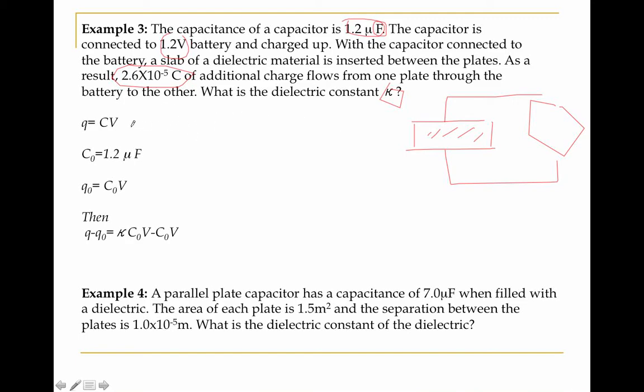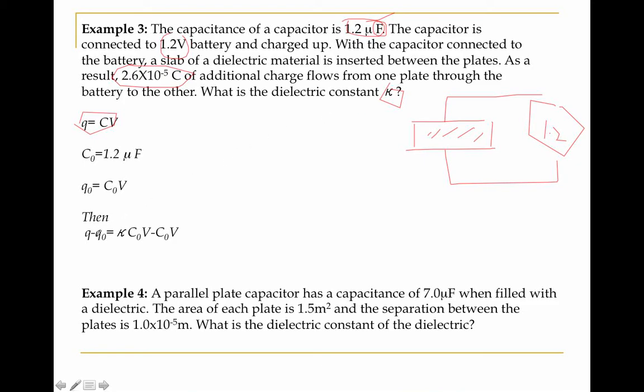Now he told me, let's start with the famous formula, Q is equal to CV. I know C0 is equal to 1.2. He gave me that. That's before inserting the dielectric, and I know V is equal to 1.2. And remember, V is not going to change. The voltage here, 1.2, is not going to change, but then he told me that there is a change, an additional charge.